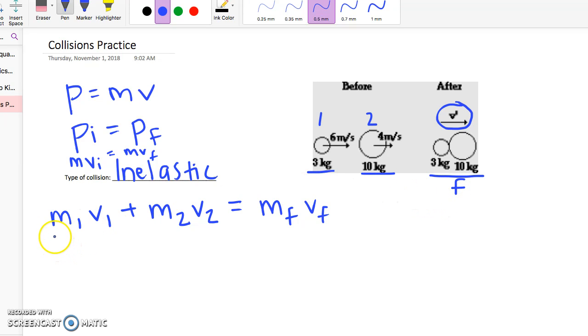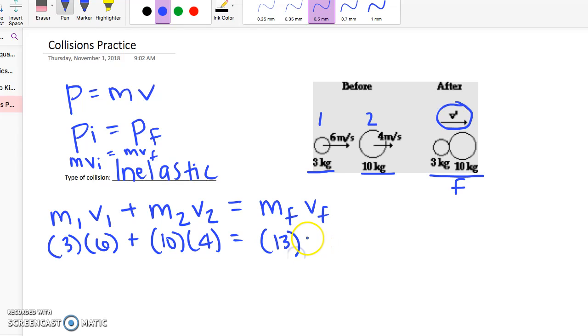So I plug in my numbers. 3 times 6 plus 10 times 4. Their final mass together is 13. 3 plus 10 is 13. And we are solving for their final velocity.